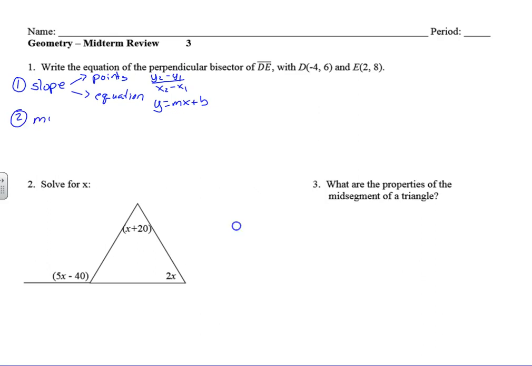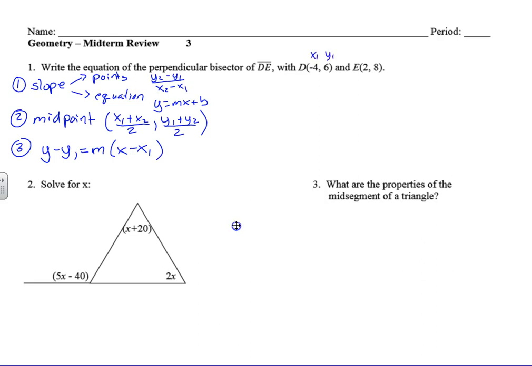The bisector piece is going to be our midpoint: x1 plus x2 divided by 2, comma, y1 plus y2 divided by 2. And then we're going to use the point-slope formula, which is y minus y1 equals m times the quantity of x minus x1. So our point is our x1, y1. Let's go ahead and do this.